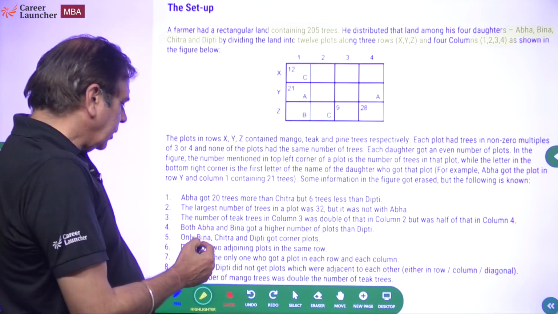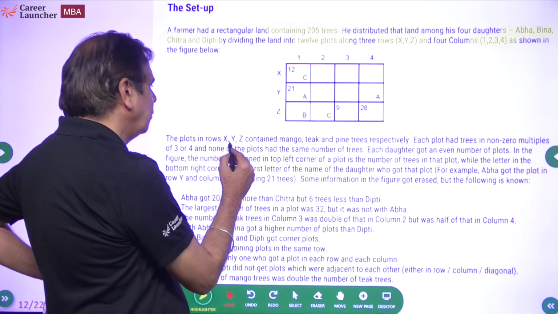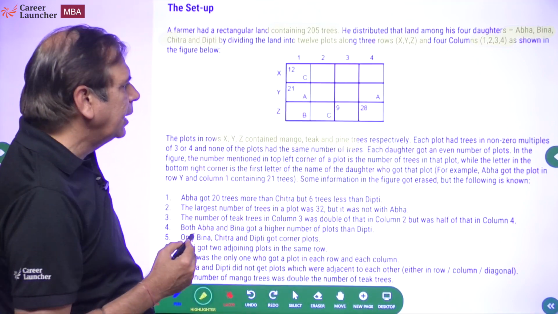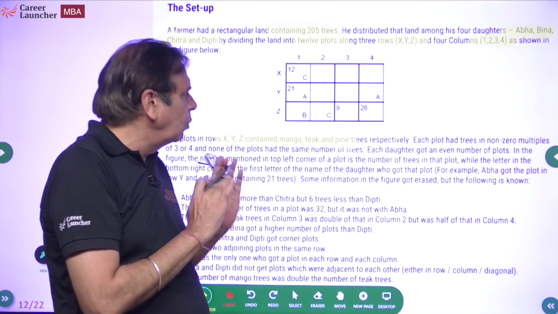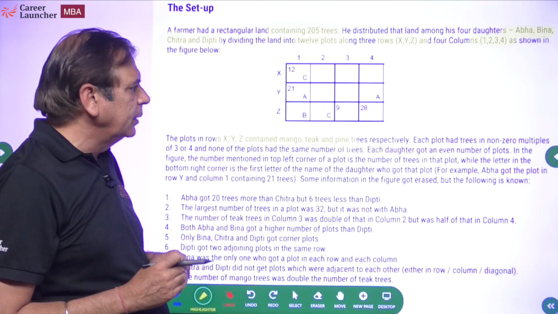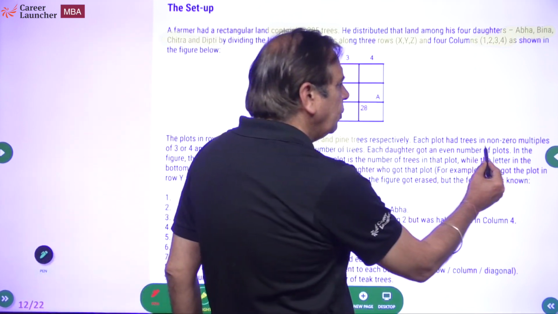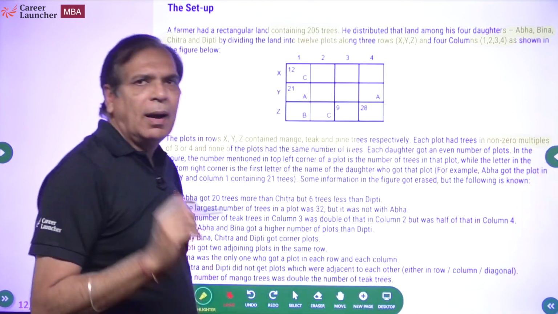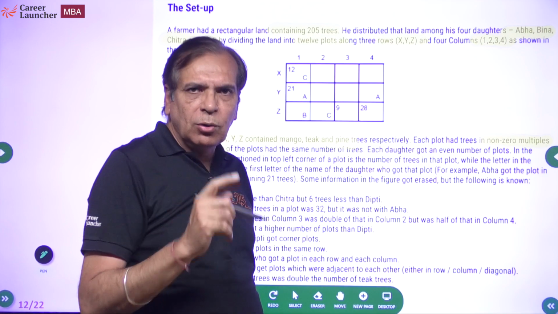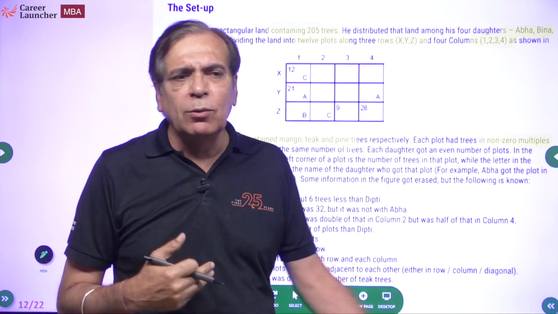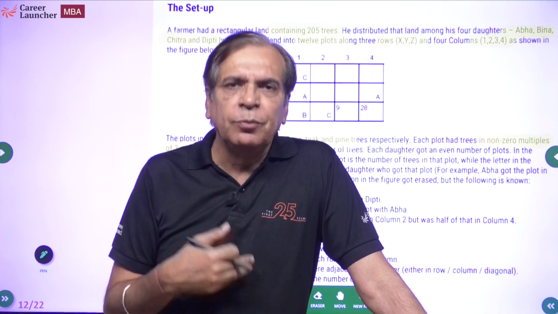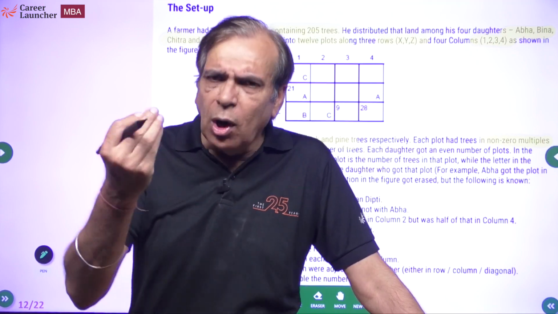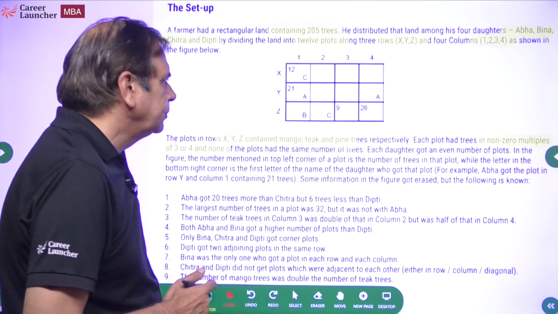The plots in the rows XYZ contain mango, teak and pine trees respectively. So row X has only mango, row Y has only teak and row Z has only pine trees. Each plot had trees in non-zero multiples of 3 and 4. So the number of trees in each plot has to be a multiple of 3 or a multiple of 4. Non-zero, that means 0 is ruled out. That means the number of trees in each of these plots could be 3, 4, 6, 8, 9, 12 and so on and so forth. So all multiples of 3 and 4 is what we are looking at.